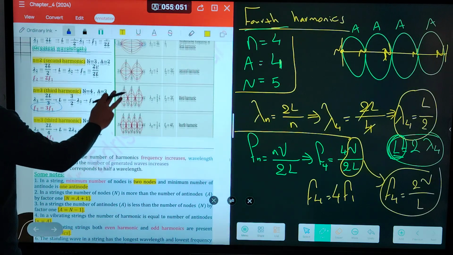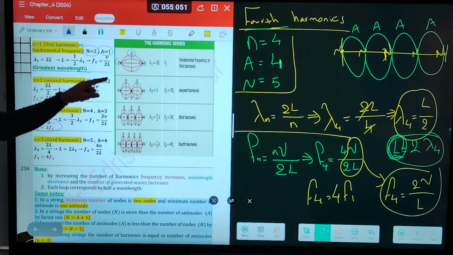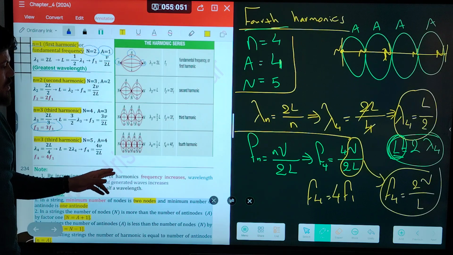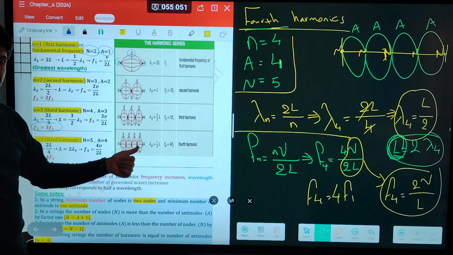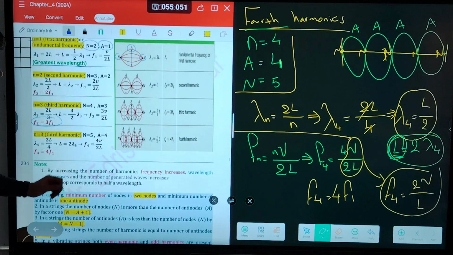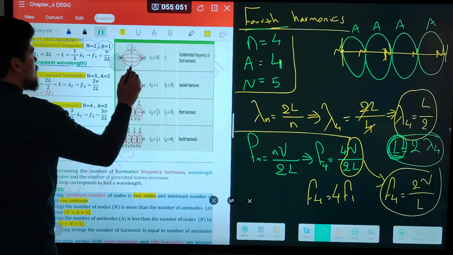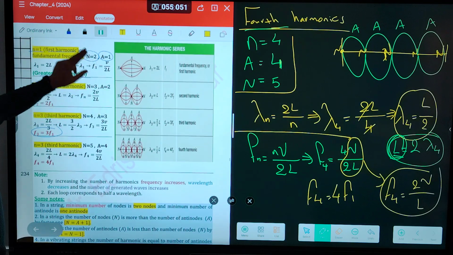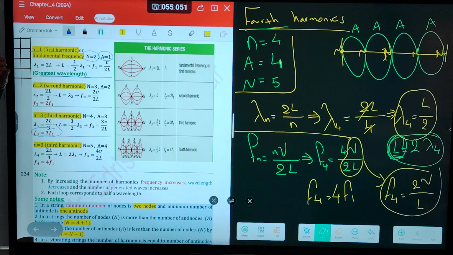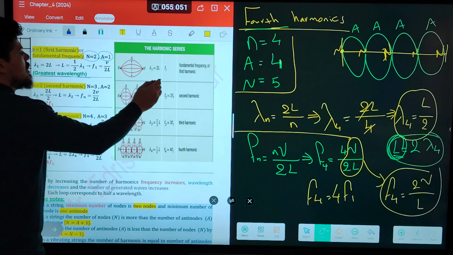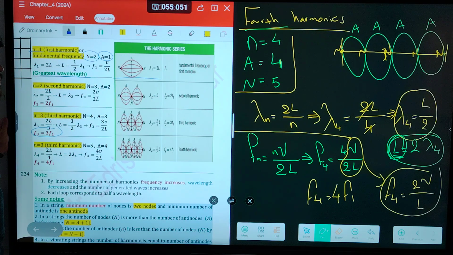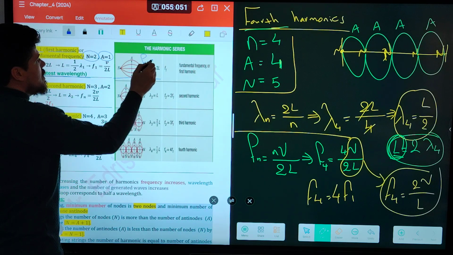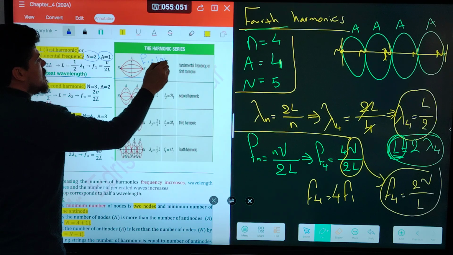Guys, by increasing the number of antinodes, what happens to the frequency? By increasing the number of harmonics, frequency increases and wavelength decreases. Okay? Guys, which figure is the simplest frequency, the fundamental frequency? Which one is the fundamental frequency? When the string vibrates with 1 antinode. Okay? Instead of F1, can we say lowest frequency? Yes.